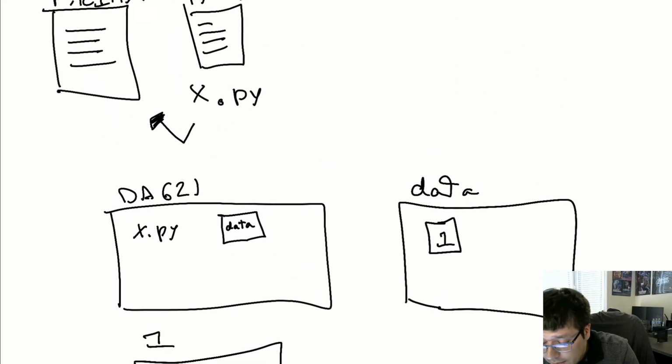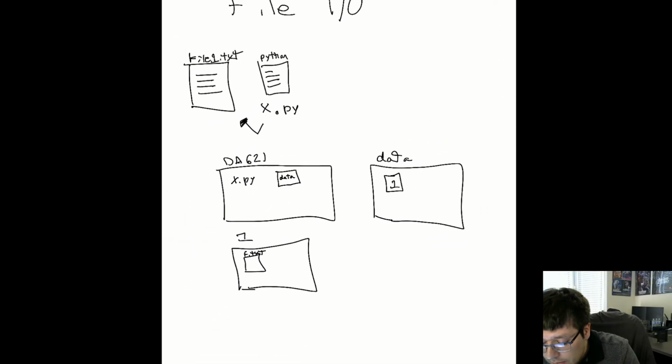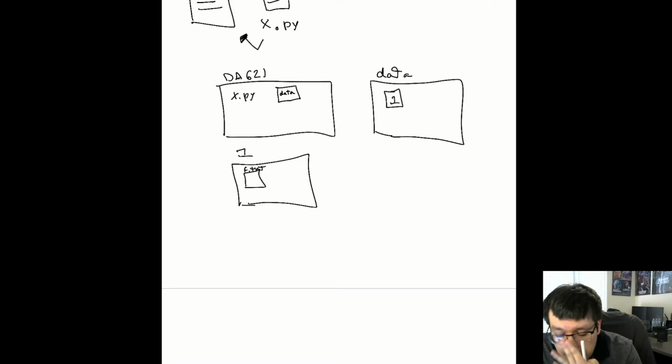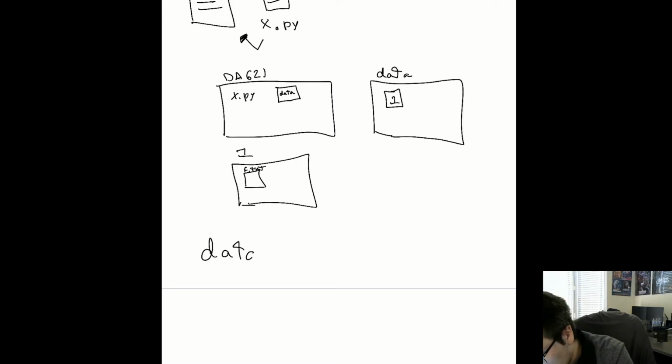If this is the case, then you need to understand how file directory systems work in your computer, whether it's Linux, Mac, or Windows. So in this case, when you're executing this, you would have to know that the file is located in data/1/f.txt. So that would be your directory.